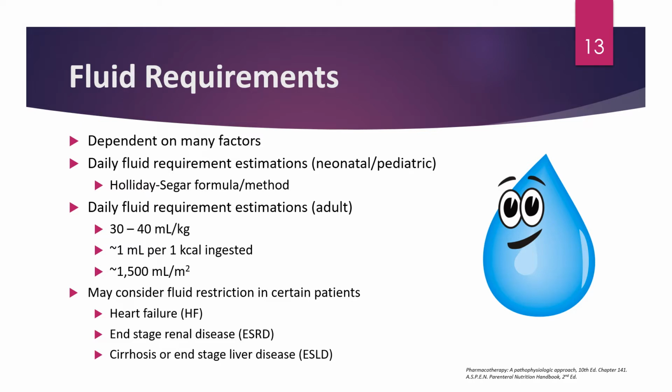Sometimes we might give just 1 mil per 1 kilocalorie ingested. So say if a patient is taking in 2,000 calories per day, we might recommend that they take in 2,000 milliliters a day. And that's personally the one that I like to use because I usually practice with critically ill patients, and critically ill patients typically are on a lot of other medications that have fluid associated with them. So that's usually the one I like to use, but it's not necessarily wrong to use any of these other ones. Another one is 1,500 mils per meter squared BSA.